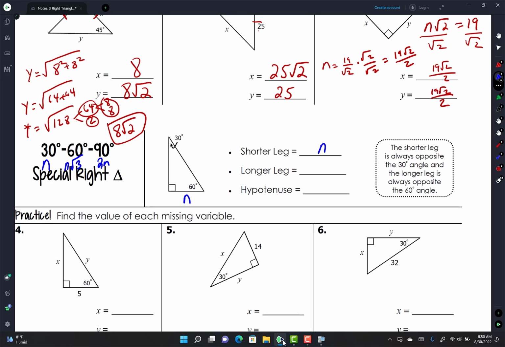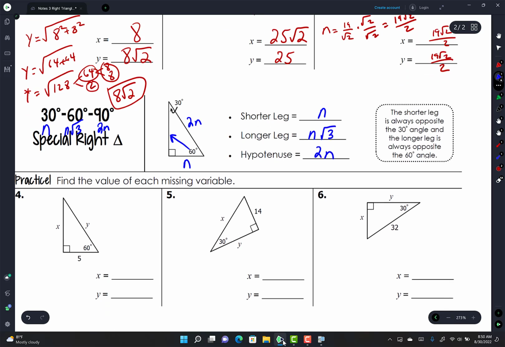The longer leg comes from the 60 degree. So that's going to be N square root of 3. Not 2, but 3. And then the hypotenuse. The hypotenuse is this guy. That's going to be twice the short leg. There's my formula. And now here we go. We're ready to rock and roll. All right, here we go.